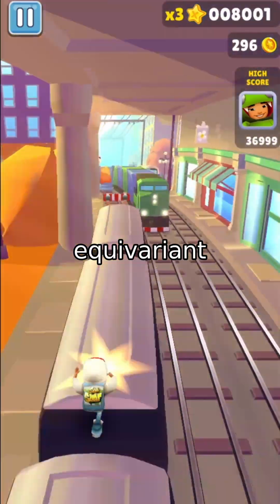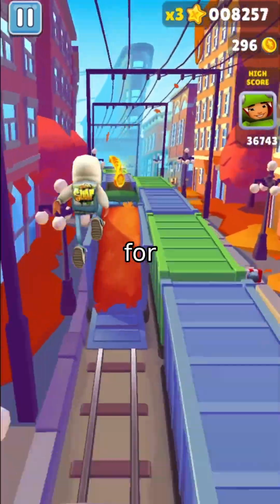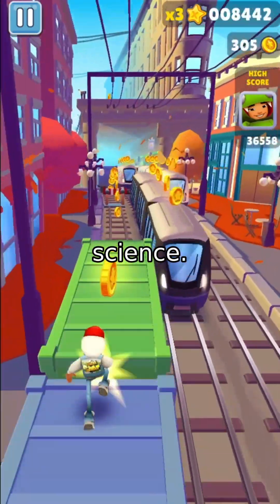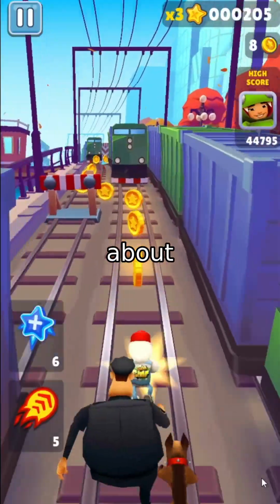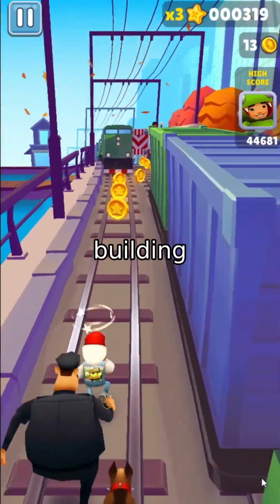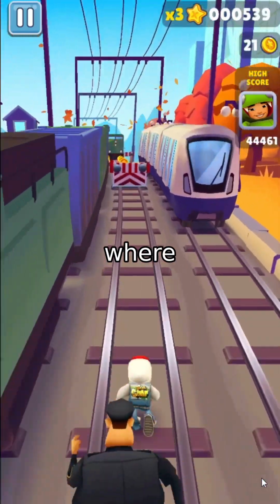Together, they're shifting equivariant machine learning from a niche, research-only tool into a reproducible, scalable foundation for chemistry, physics, and materials science. Because the next breakthrough in drug discovery or battery design isn't just about better algorithms. It's about building systems that can actually handle the complexity of the real world. And that's where the real work begins.